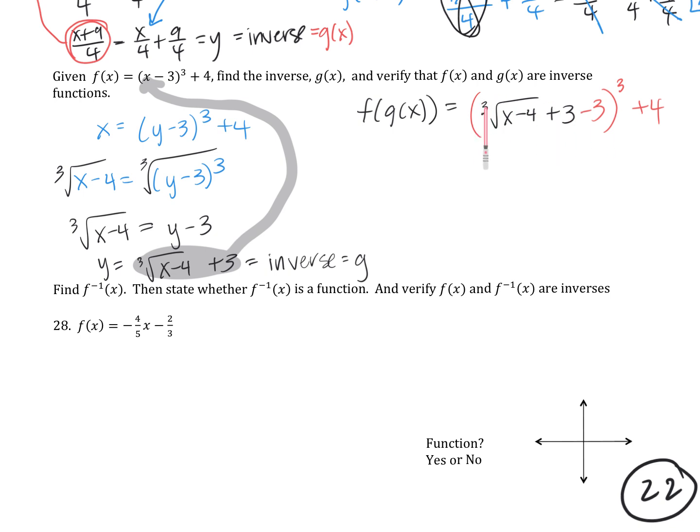Guys, can I cross out this cube and the cube root right now? Not technically. What do I need to get rid of first? Exactly. So you're like, well, I knew 3 minus 3 was 0. So 3 minus 3 is 0. Now I can say, all right, a cube root and a cube do cancel each other out. And I'd be left with x minus 4 plus 4. Do things work out nicely? We get an x. So we proved it halfway.